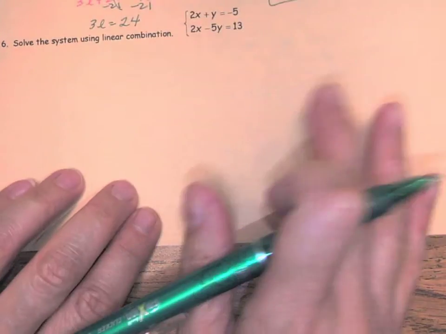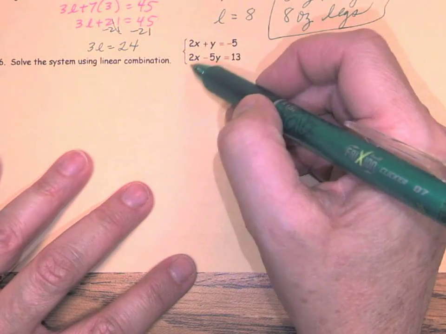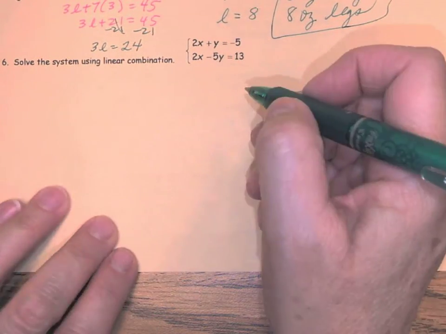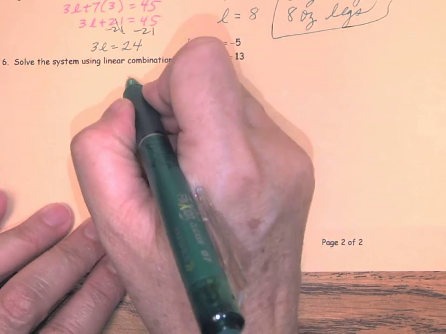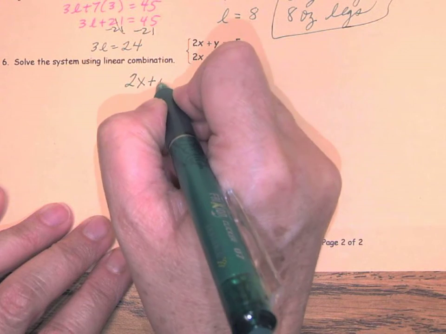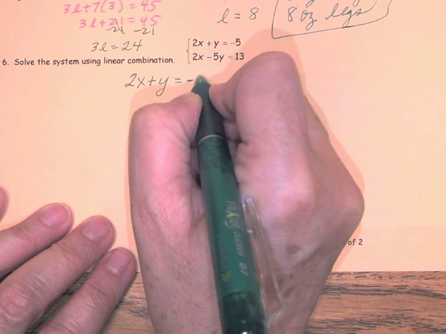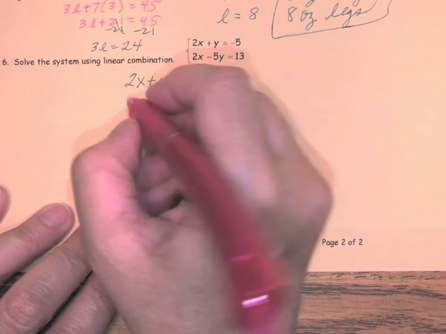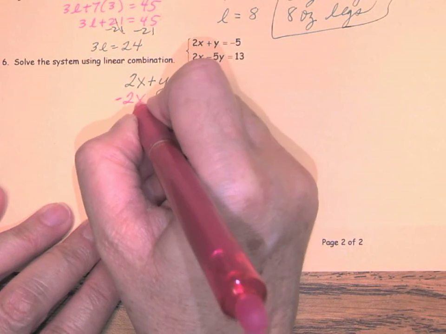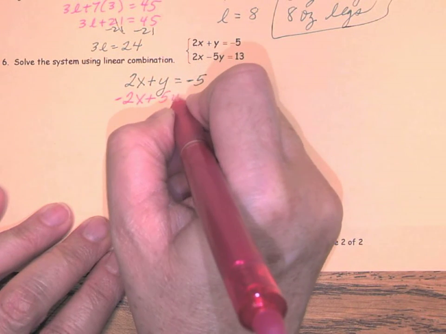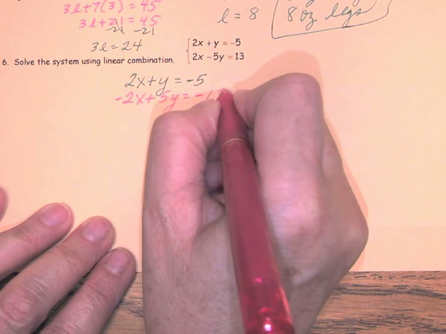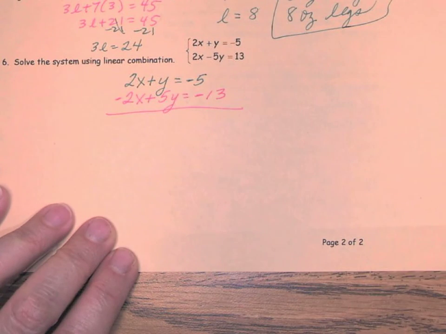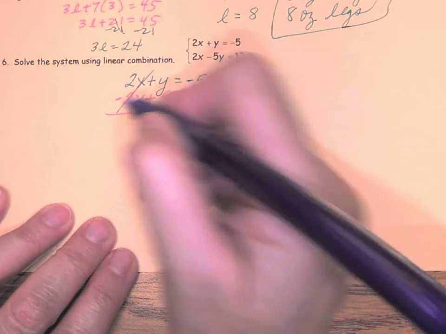All right, one more. If I added these, would something cancel? No, because I don't have opposites. Could I multiply one of them? It does not matter which one, guys. But let's multiply one of them by a negative 1. I'm going to choose the second one. That changes this to negative, it changes the y to positive, and it changes this to negative. You have to multiply everything by negative 1, which essentially just changes the signs.